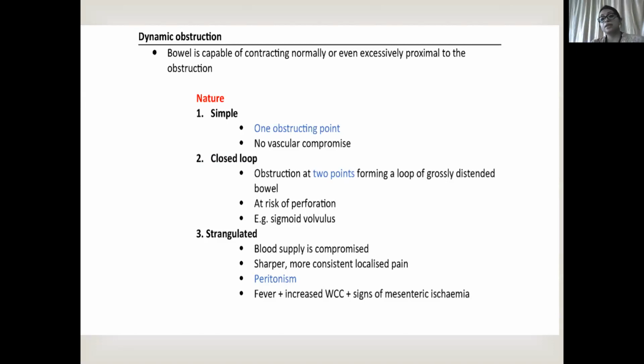And again, when I was telling you in the first, simple, that the blood supply is not compromised, what happens when the blood supply is compromised? It's an ischemic kind of pain. The pain is much sharper and more localized, right? And there is also what we term as peritonism. The patient presents with fever, increased WBC counts, and also there are other signs of mesenteric ischemia, like bloody diarrhea, things like that. So the bowel is capable of contracting normally or even excessively proximal to the obstruction. So if you have an obstruction here, the bowel that is there proximal to it is still capable of contracting. Okay.